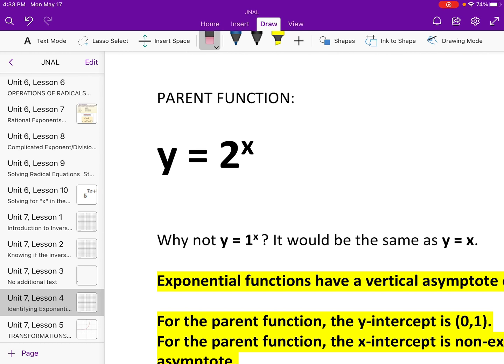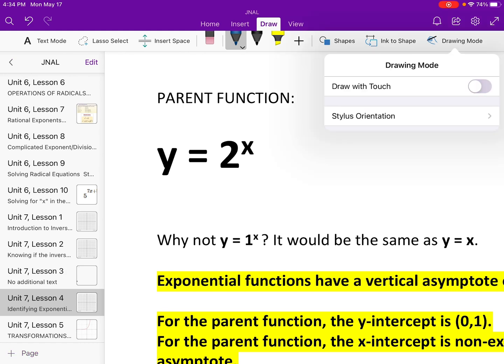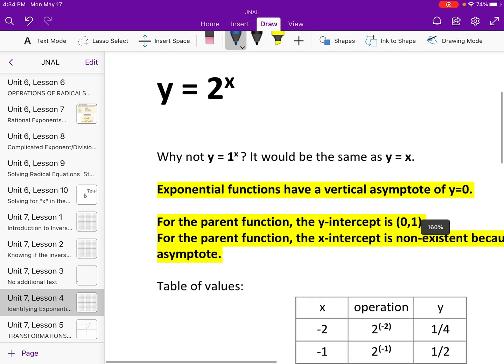And you might think, well, why is there a 2? Why isn't it 1? Well, then that would just be the same as y equals x, because whatever x would be would just cancel out the 1, because 1 to any power is 1 itself, so that 1 doesn't even mean anything. So, that being said, let's see some things about this.